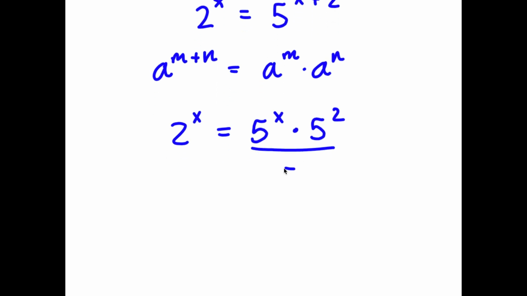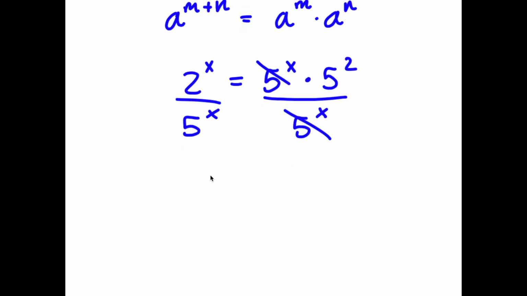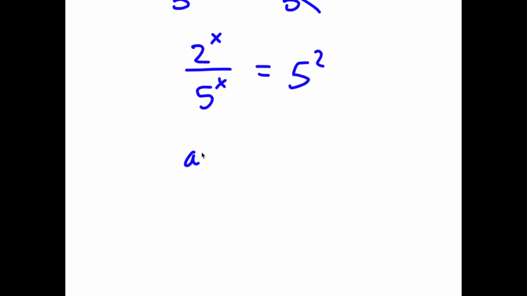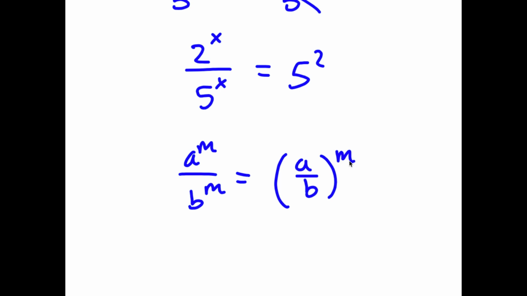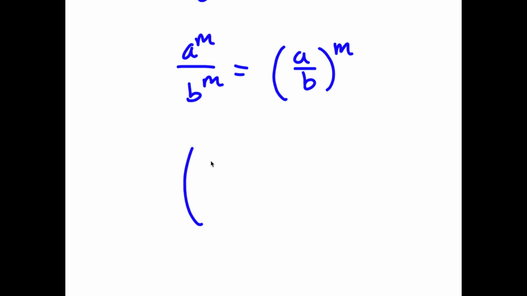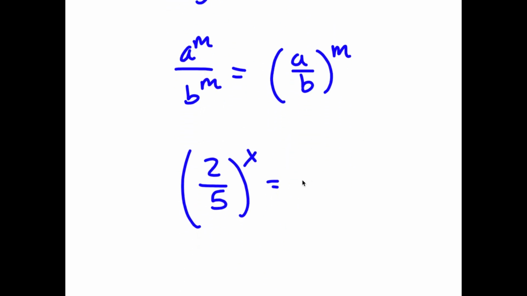Now if I divide both sides by 5 to the power of x, these two cancel out, and I get 2 to the power of x over 5 to the power of x is equal to 5 squared. And if I have something in the form a to the power of m over b to the power of m, this is equal to a over b to the power of m. So 2 to the power of x over 5 to the power of x is going to be 2 over 5 to the power of x, which is equal to 5 squared.